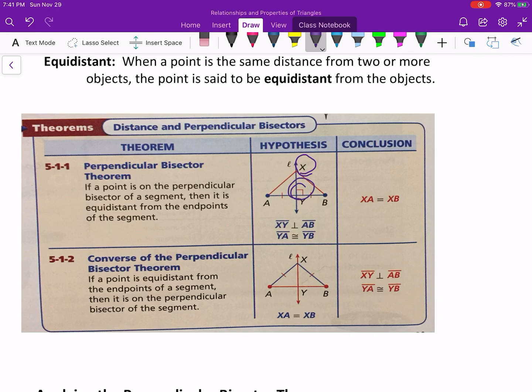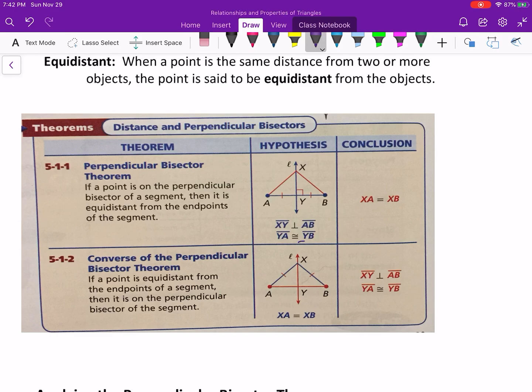You can see the little red square there, meaning that it's perpendicular or meets at a right angle. And bisector, we can tell that it's the bisector by the little red hash marks on either side. It's saying that the distance from Y to A is equal to the distance from Y to B. All right, so my line L, which is running up and down, is perpendicular to AB, and it also cuts AB into two equal parts.